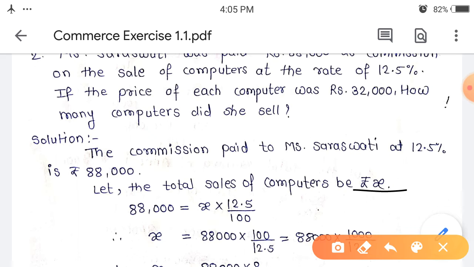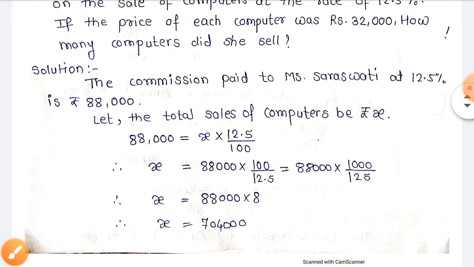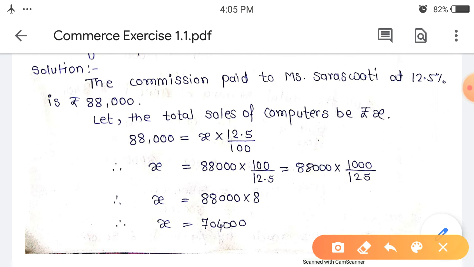Then 88,000, that is commission, on which total sale at which rate? 12.5%, that is 12.5 upon 100. So total sale into rate will give the commission. So calculate the terms. We want to find out the value of x. We'll shift all the terms to the LHS. So 88,000 into 100 divided by 12.5. After calculating, we'll get the x value.